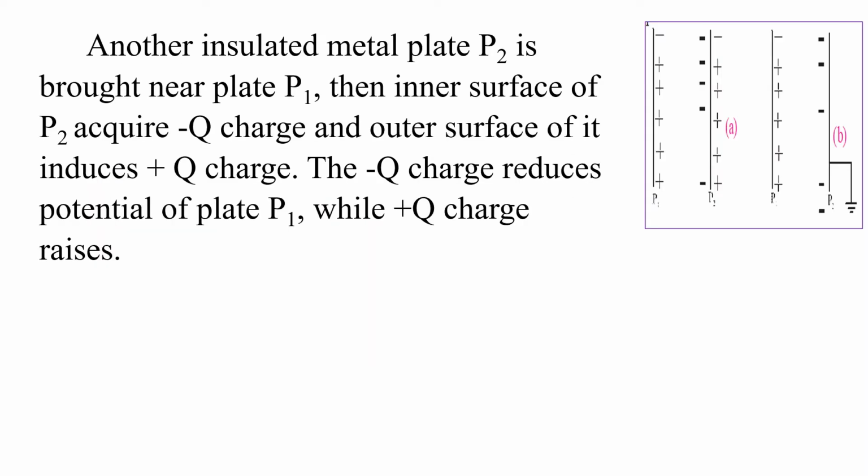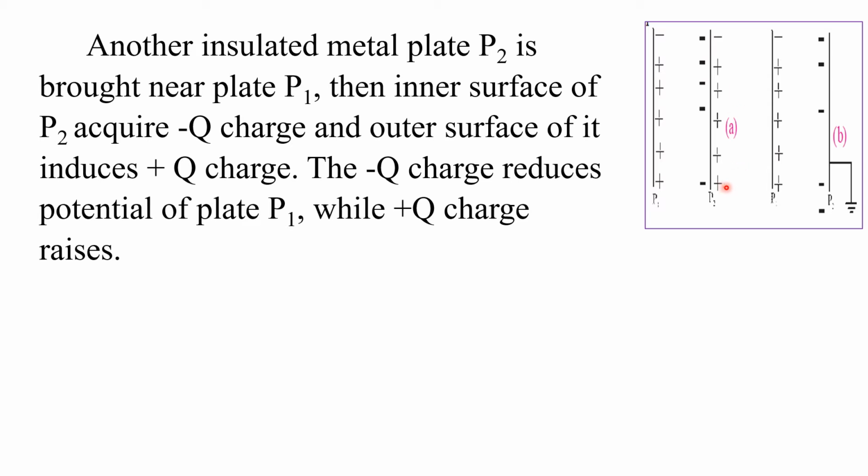Another insulated metal plate P2 is brought near plate P1. Then the inner surface of plate P2 acquires negative charge. Look at this, negative charge is acquired on plate P2, and the outer surface of it induces a positive charge. Here the outer surface gets positive charge. The negative charge reduces the potential of plate P1 while the plus Q charge raises it.